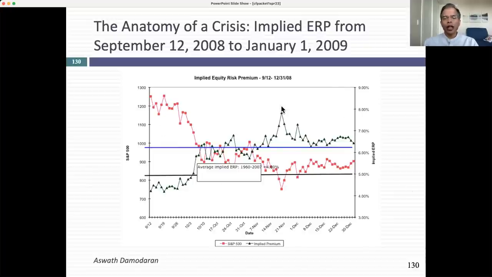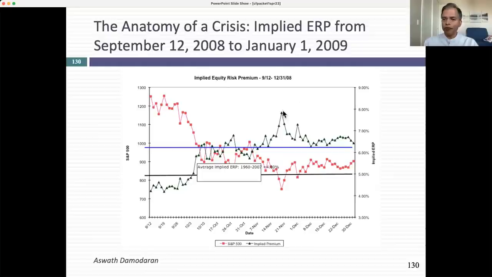This was the last quarter of 2008. All of you are too young to remember, but this was the great banking crisis. It started on September 12th of 2008, and then kind of catapulted and drove across the world. I computed the implied equity risk premium. The green line is the implied equity risk premium day by day, every day, from September 12th to December 31st. So let me give you the big picture. We started the crisis with an implied equity risk premium of about 4.4%.